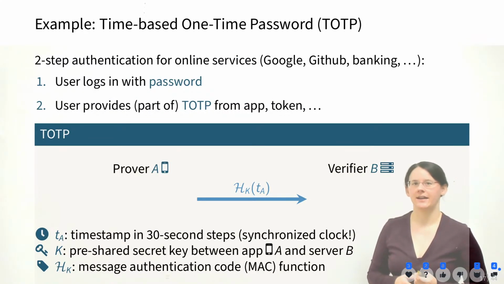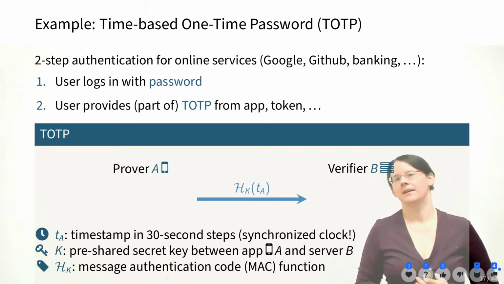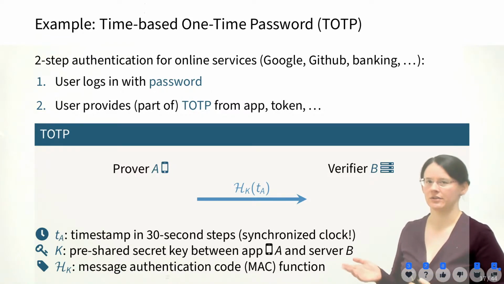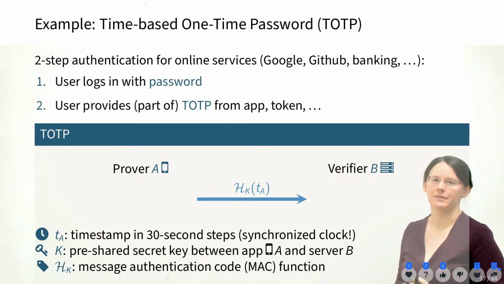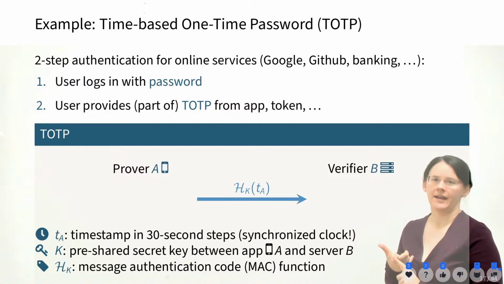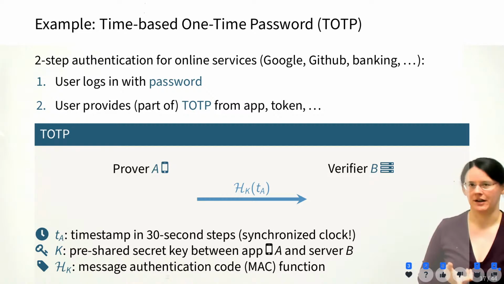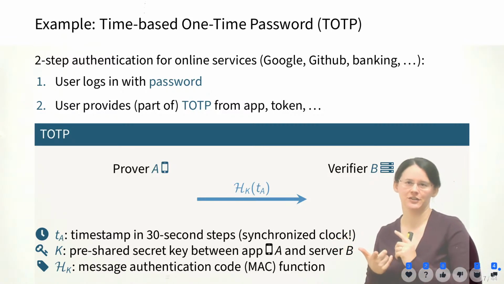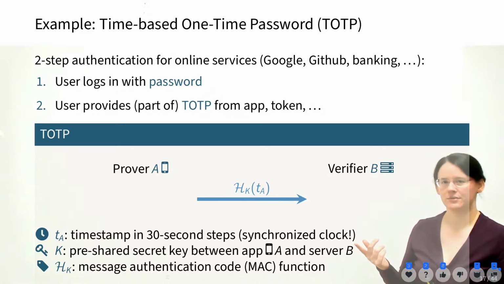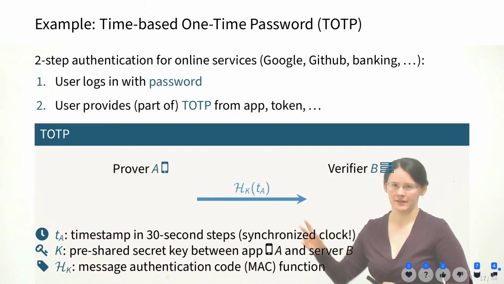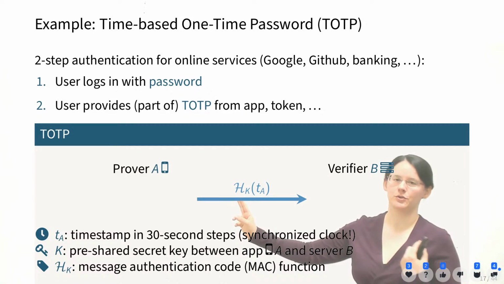Let's see an example of how this can look. This example is time-based one-time passwords, TOTP. That's a particular protocol that you might already be using if you're using two-step authentication for one of many online services. Last time this included Google, GitHub, many banking websites, and so on. So the process here is you first provide your password on the website directly, and then you provide a one-time password. And this one-time password is actually a response to a challenge.